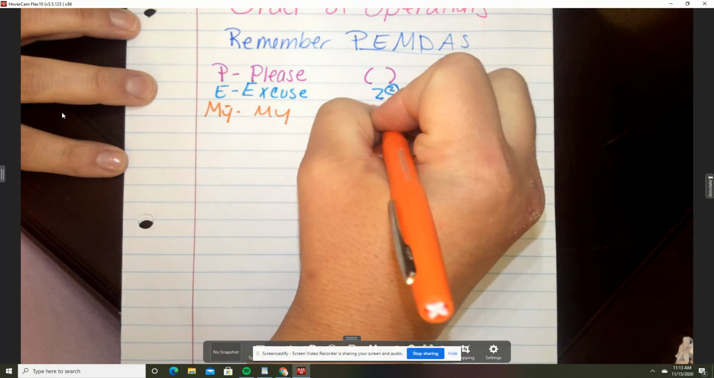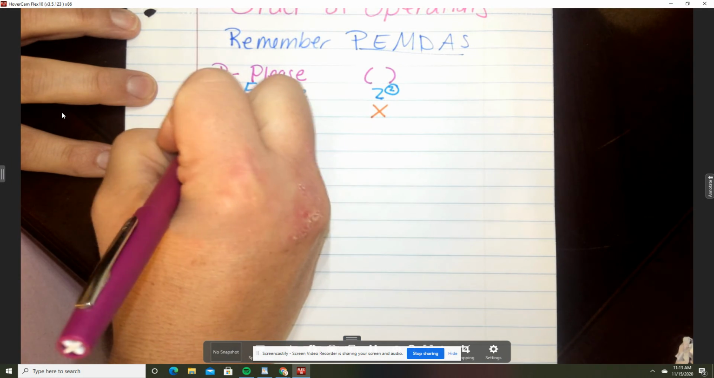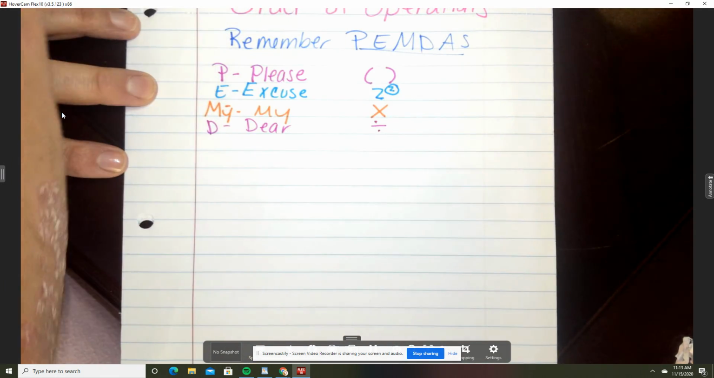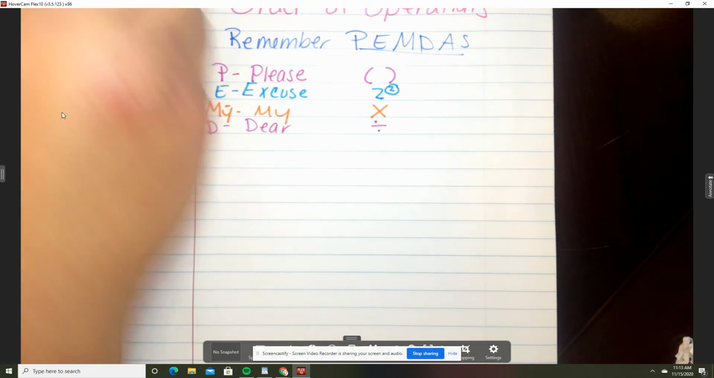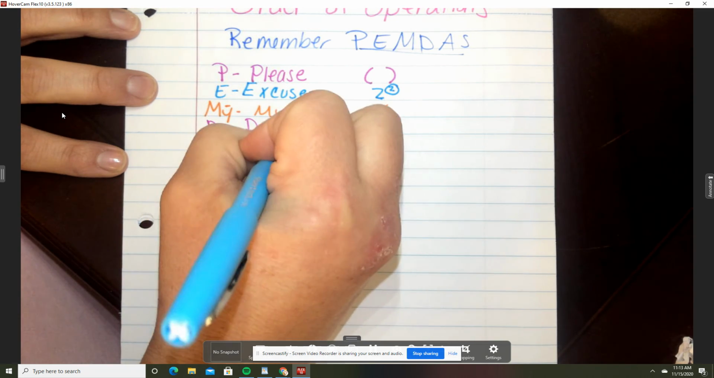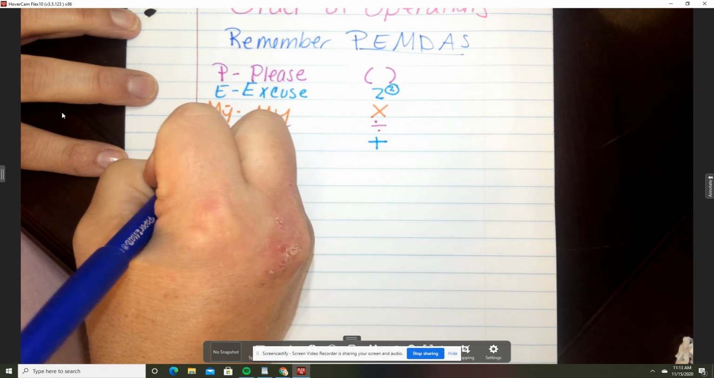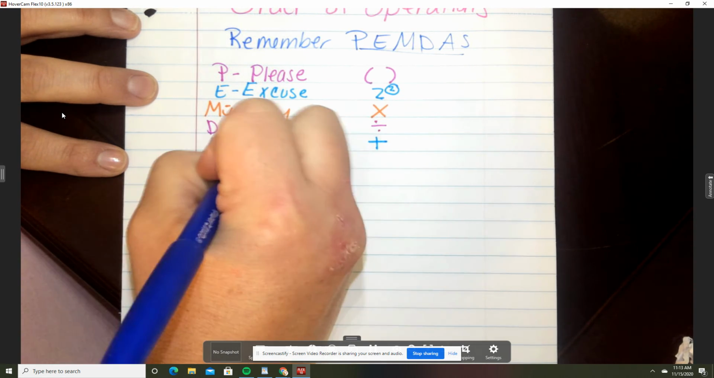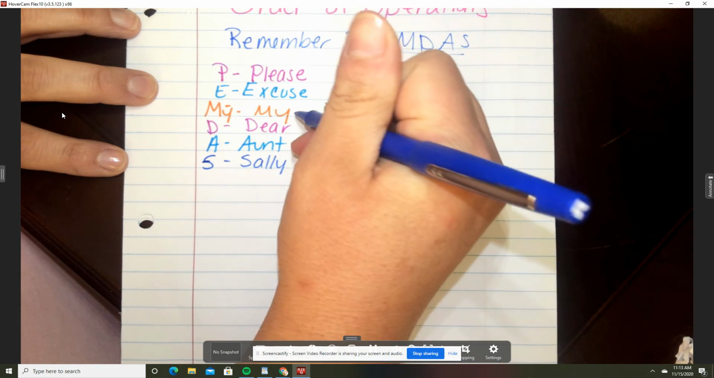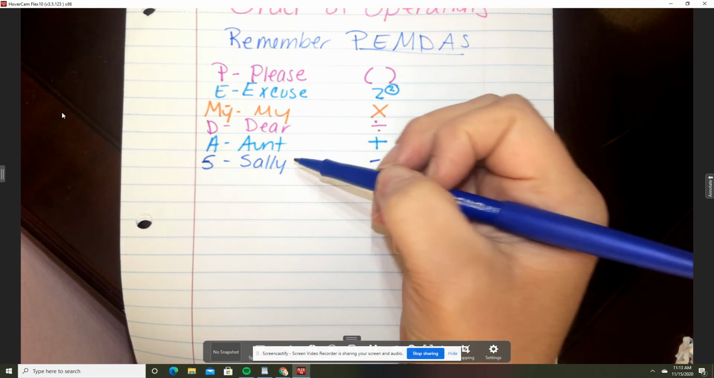Okay, and that is a multiplication. Then we have dear, and that is division. And then we have aunt, and that is addition. And then we have subtraction, which is Sally. Please excuse my dear Aunt Sally. All right, say it with me. Please excuse my dear Aunt Sally.